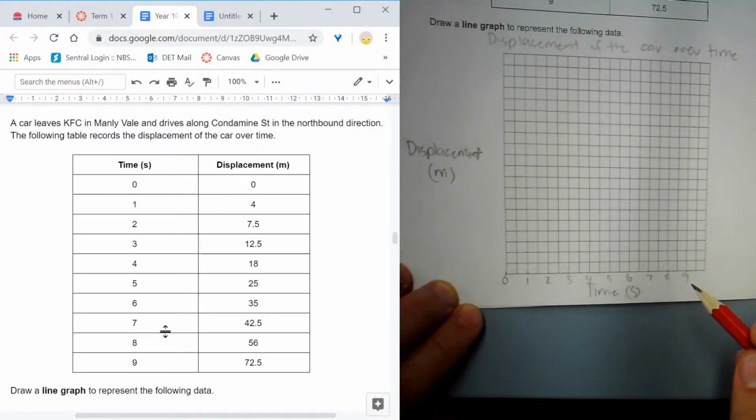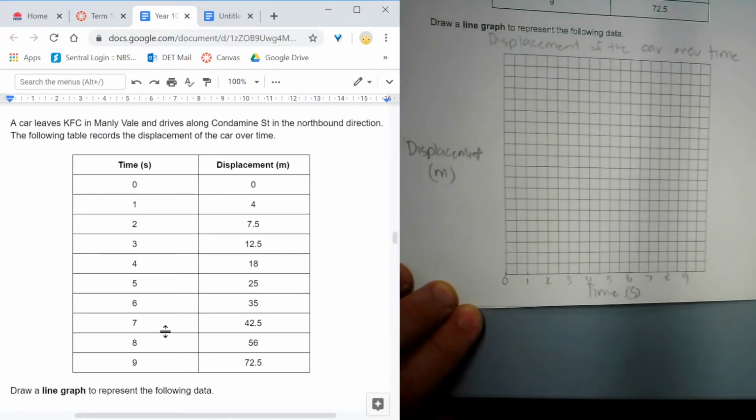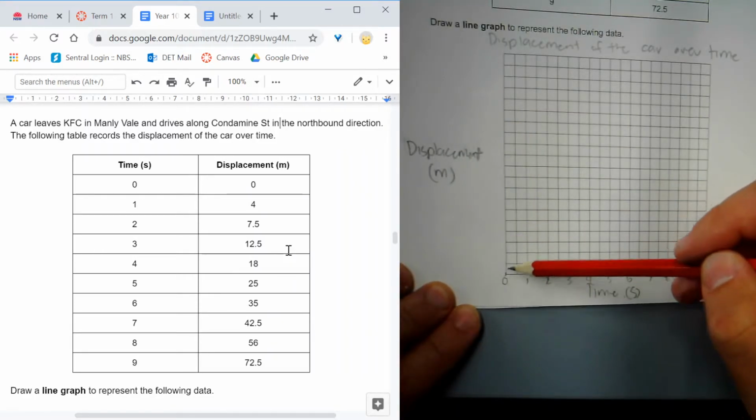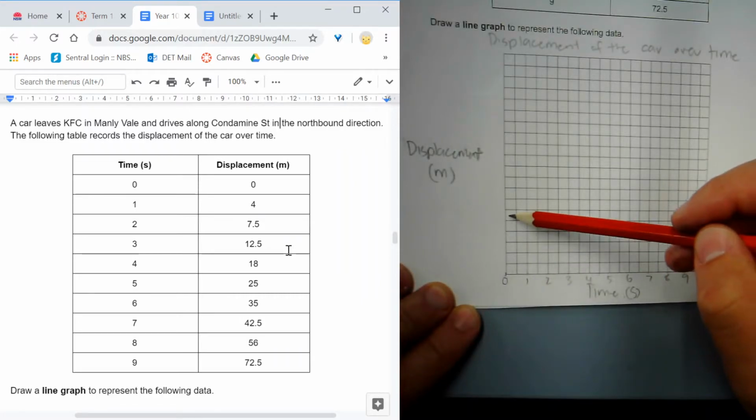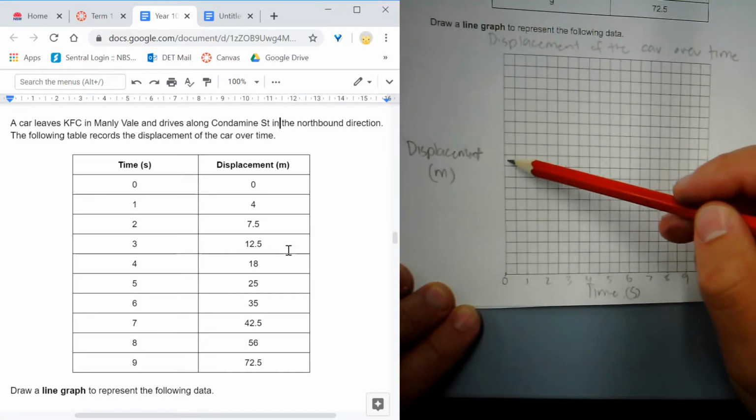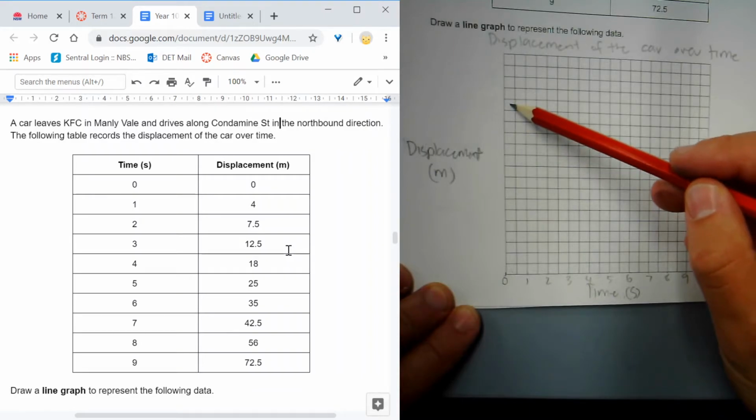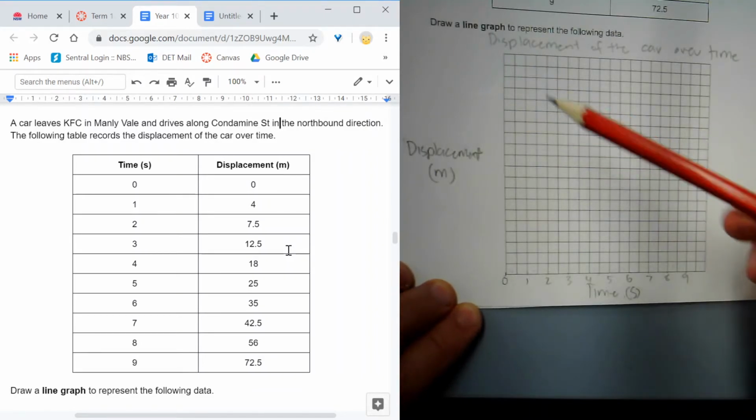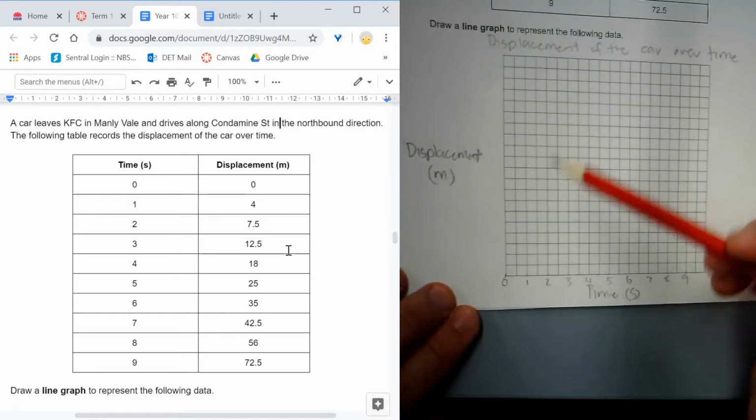Let's do the same thing for the displacement in meters. Our largest number is 72.5, our smallest number is 0. So I need to make sure that I can fit 72.5 along these squares. Let's count the squares again. 1, 2, 3, 4, 5, 6, 7, 8, 9, 10, 11, 12, 13, 14, 15, 16, 17, 18, 19, 20. So I need to fit 72.5 in 20 squares.